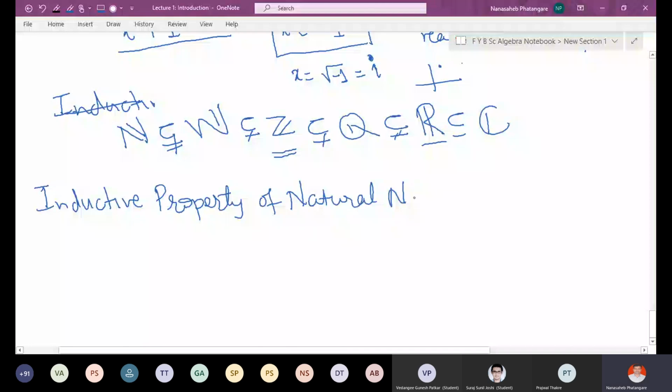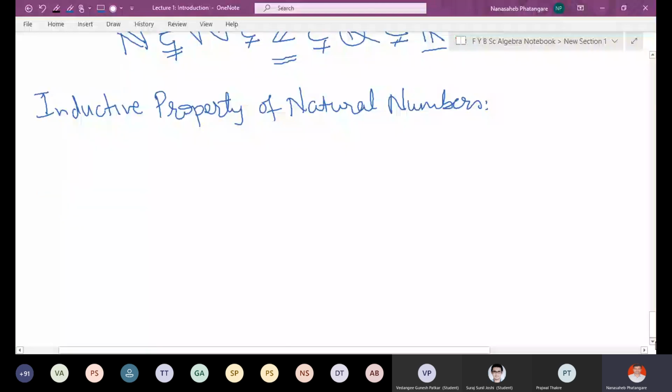So, the inductive property of natural numbers. The inductive property has different versions, right? So what are these versions? The first basic version, or you can say its first avatar: 1 is a natural number.